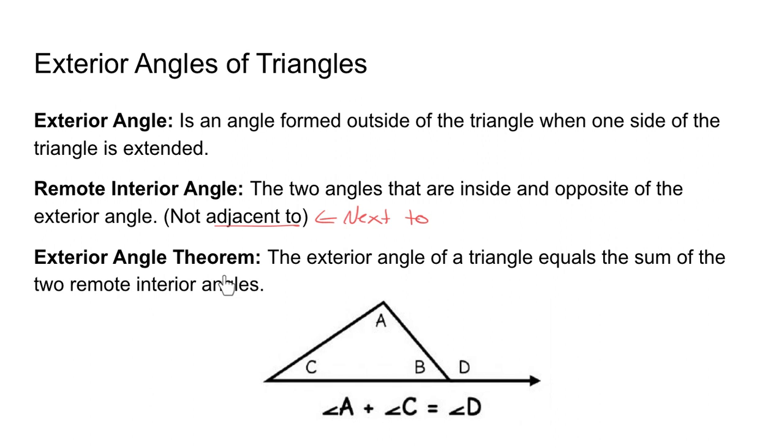Exterior angle theorem. Okay, so that says the exterior angle of the triangle, so this one here, equals the sum of the two remote interior angles. So this angle is going to be the measurement of this angle plus the measurement of this angle.